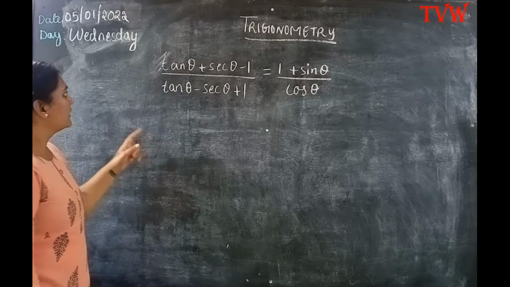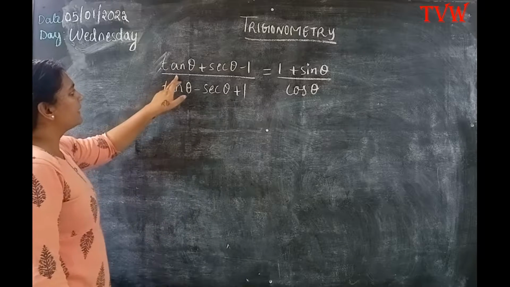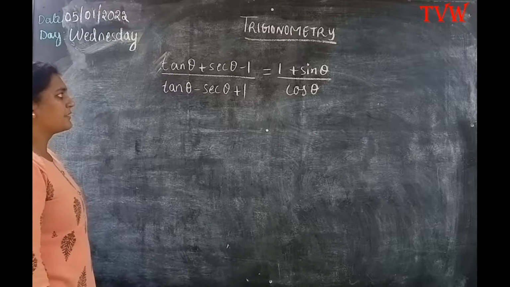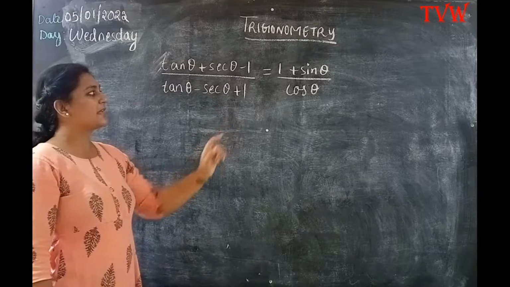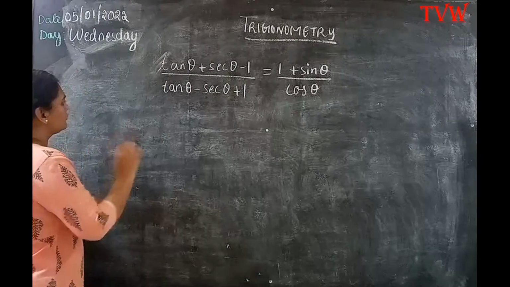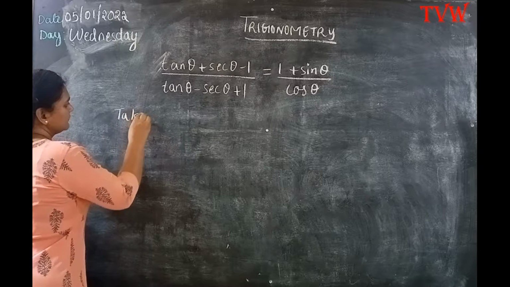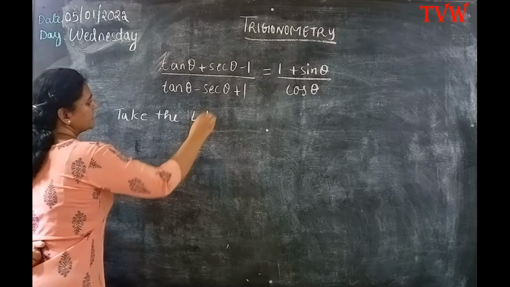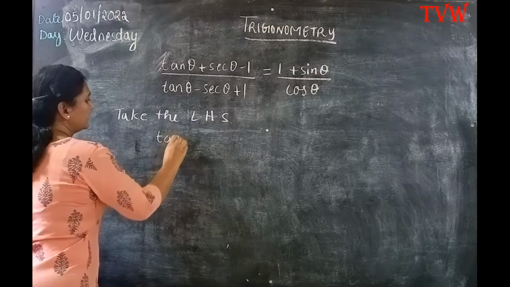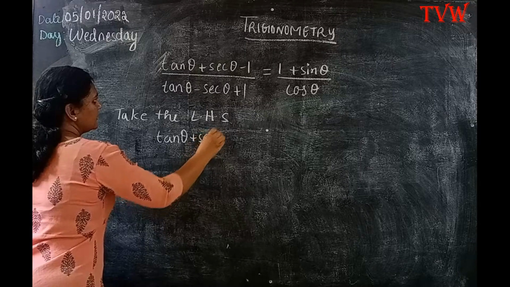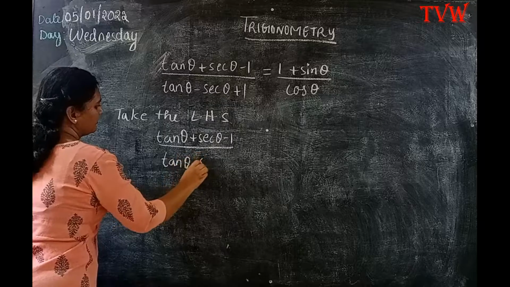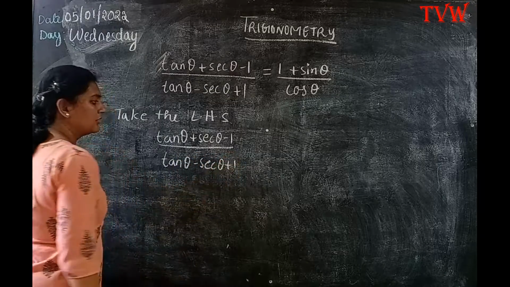in the exams. So here's a question that says (tan theta + secant theta - 1) divided by (tan theta - secant theta + 1) is equal to (1 + sin theta) divided by cos theta. So as we usually do, let us take the left hand side of the problem. So this is the left hand side, right? (tan theta + secant theta - 1) divided by (tan theta - secant theta + 1).